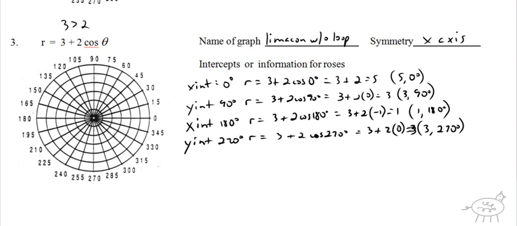Okay, so let's see what that baby looks like. 5 comma 0 is 1, 2, 3, 4, 5. 3 comma 90 is 1, 2, 3. 1 comma 180 is right here. And 3 comma 270 is 1, 2, 3. So this is giving me a sideways one, which is fine. It's cosine. And notice it bumps out a little bit. And this is a limaçon without a loop. So that's your flat spot. So it looks like this.